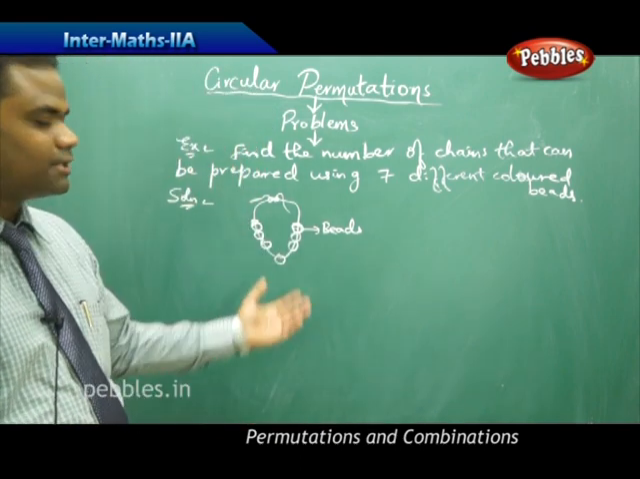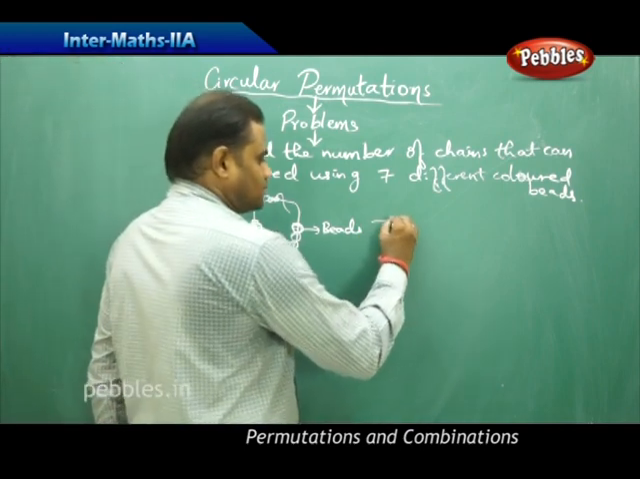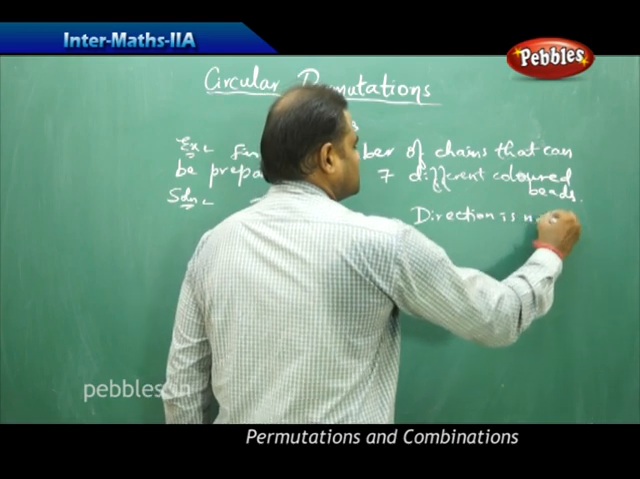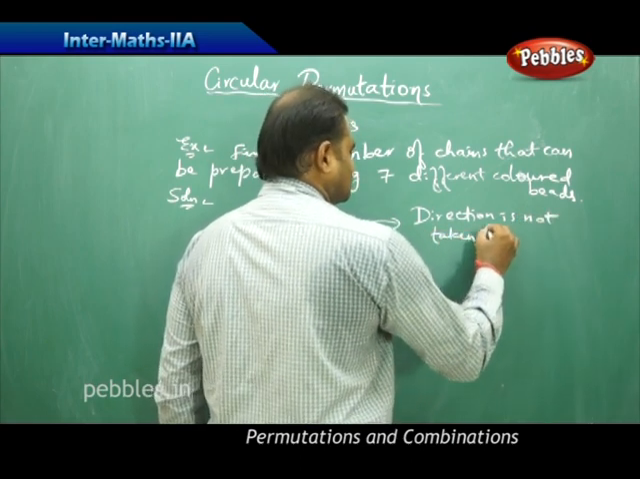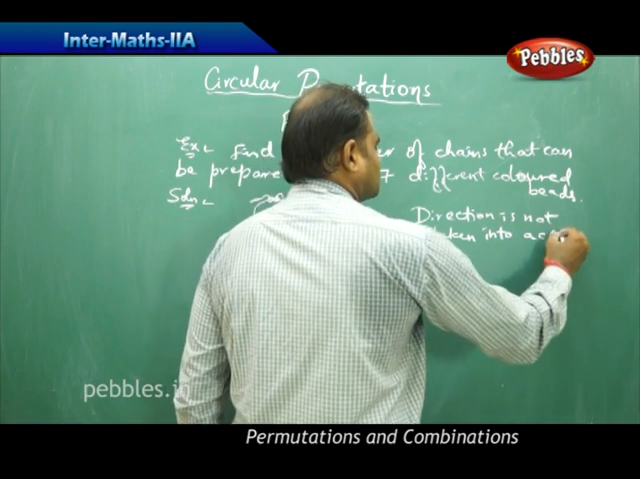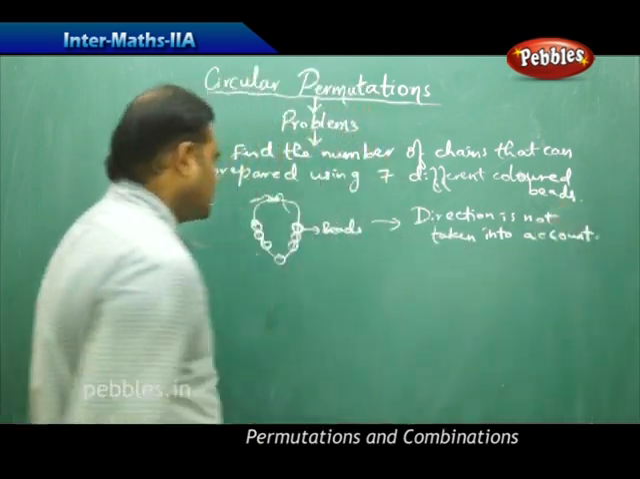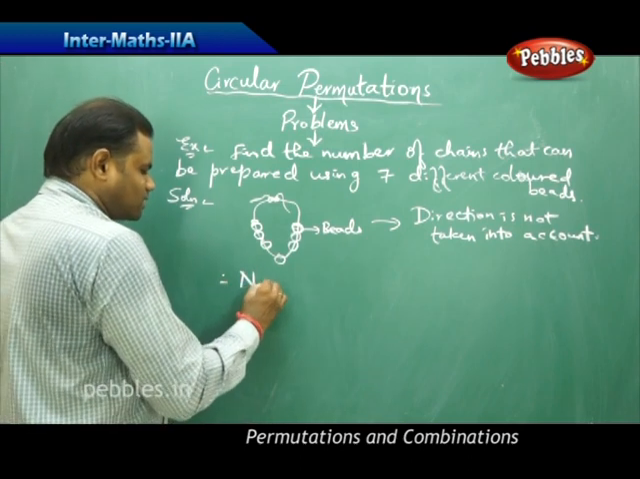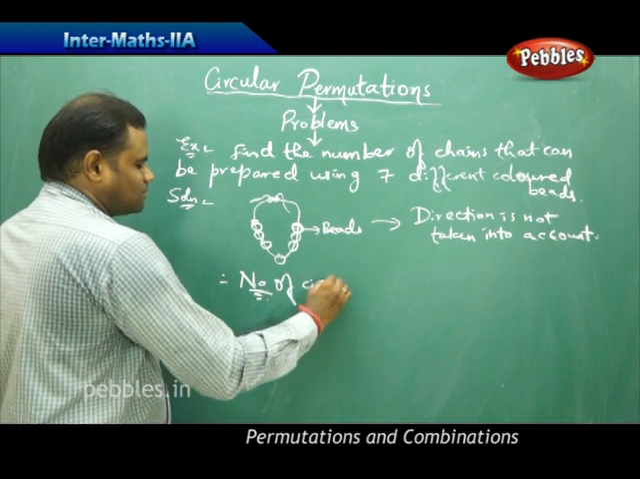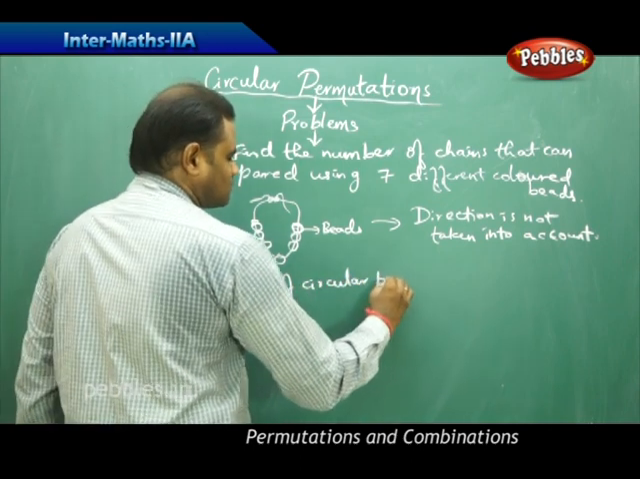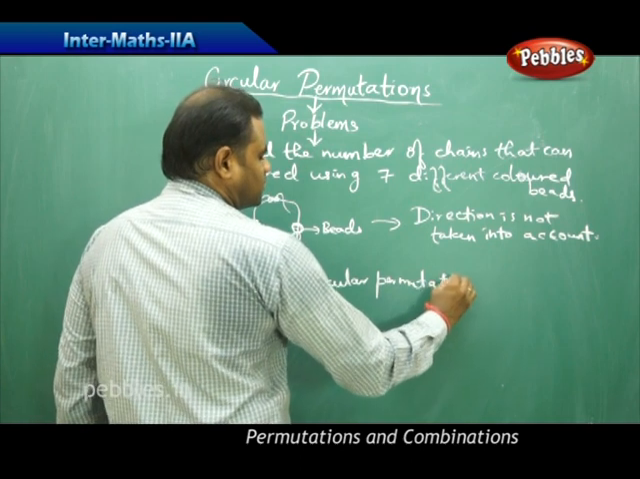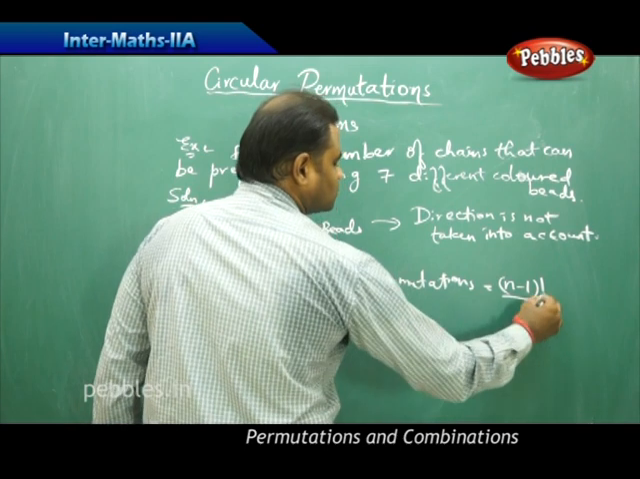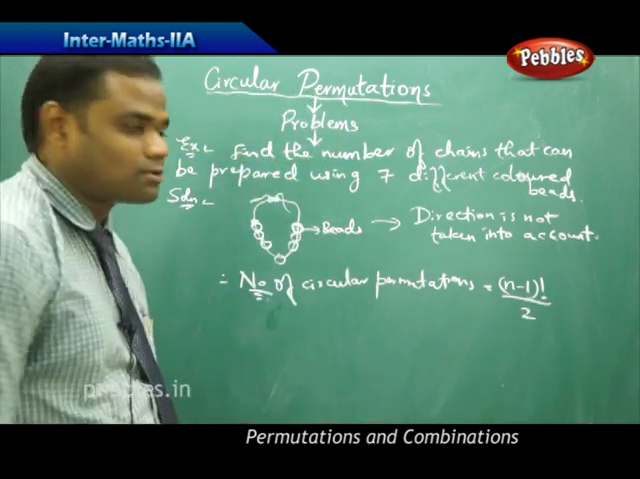So here the direction is not taken into account, because it doesn't matter which direction I'm going to take. Therefore, the number of circular permutations is exactly (n minus 1) factorial by 2, which is what we take if the direction is not taken into account.